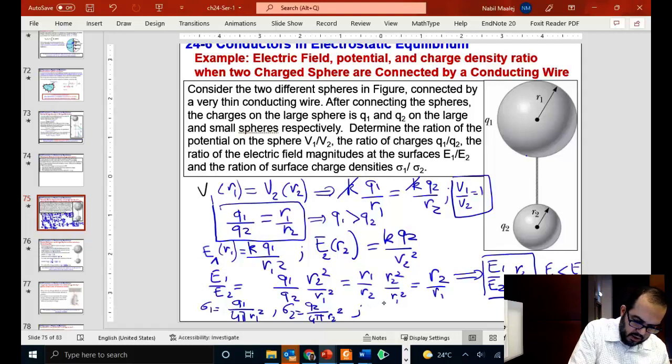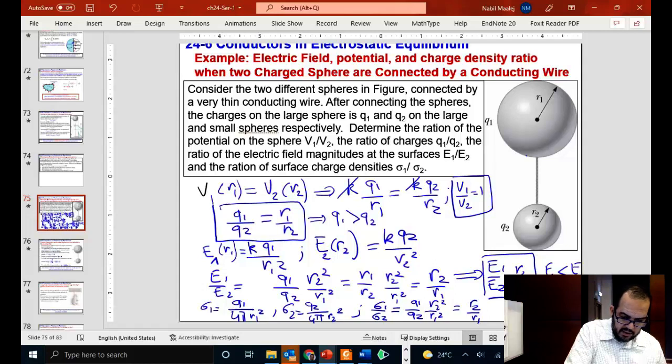So I can divide Rho1 by Rho2. The 4 pi will cancel, and we will have Q1 over Q2 and R2 squared divided by R1 squared, and we know Q1 over Q2 is R1 over R2. So we end up with R2 divided by R1. So again, Rho1 over Rho2 is equal to R2 over R1. What does this mean? It means that the charge density for the large sphere, charge per unit area, is smaller. The charge per unit area here is Rho1, the charge per unit area here is Rho2, and from this derivation we find that Rho1 is less than Rho2.